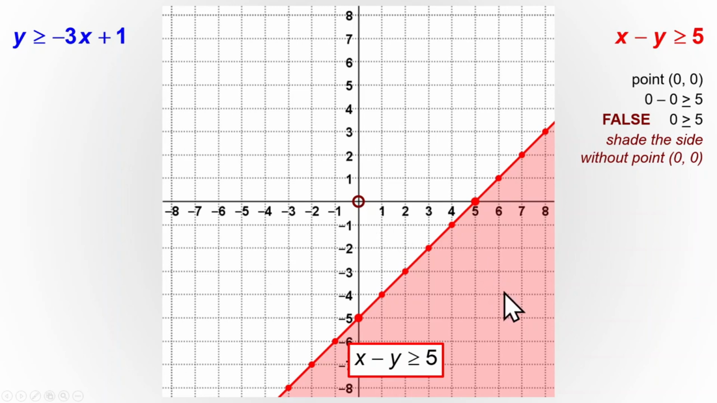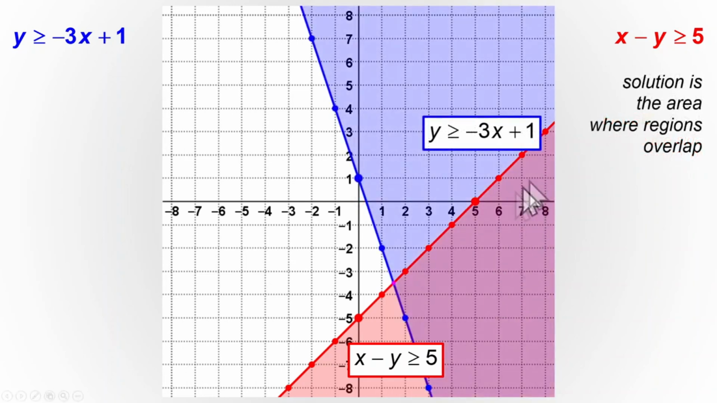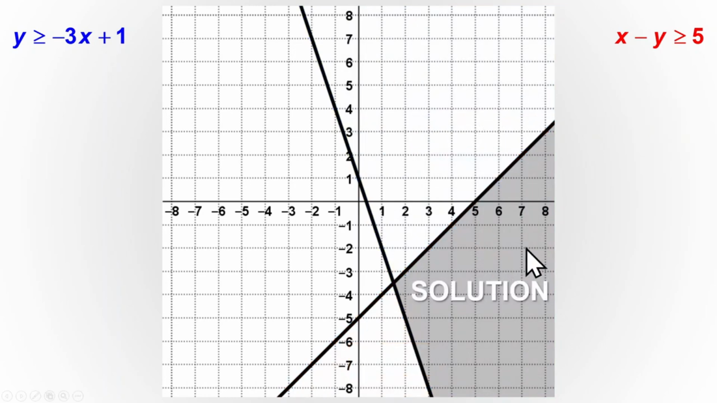So as we take the two graphs and see where they overlap, our solution area again is where these two regions overlap, the purple section, and so this is where I would establish my solution to be.